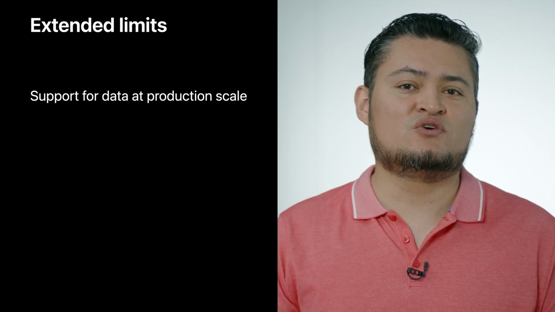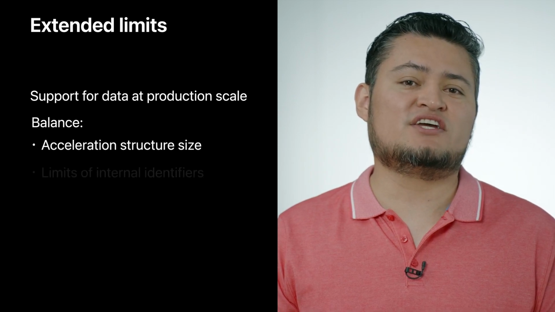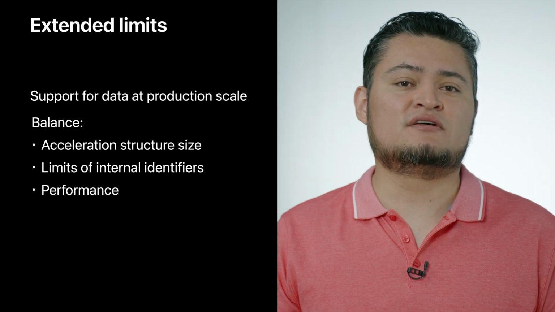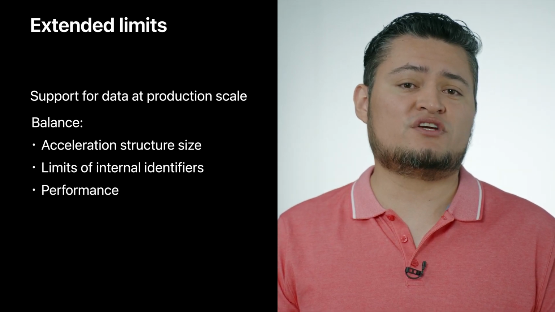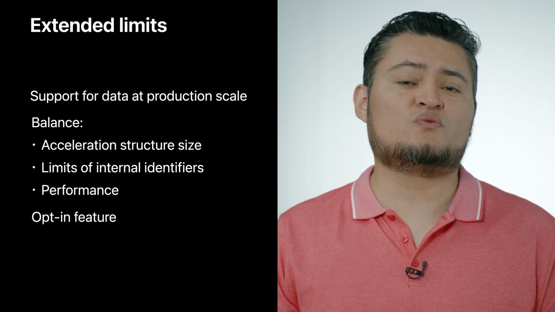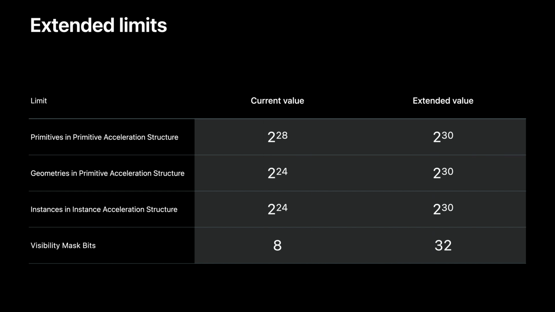Last year, we chose these limits to balance acceleration structure size in order to favor performance with typical scene sizes. There is a potential performance trade-off to turning on this feature, so you'll need to determine which mode is best for your application. Extended limits mode increases the limit on the number of primitives, geometries, instances, as well as the size of the mask used for filtering out instances.